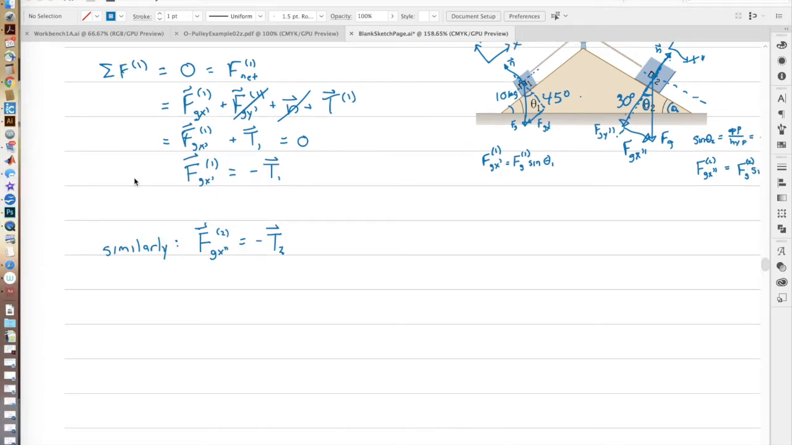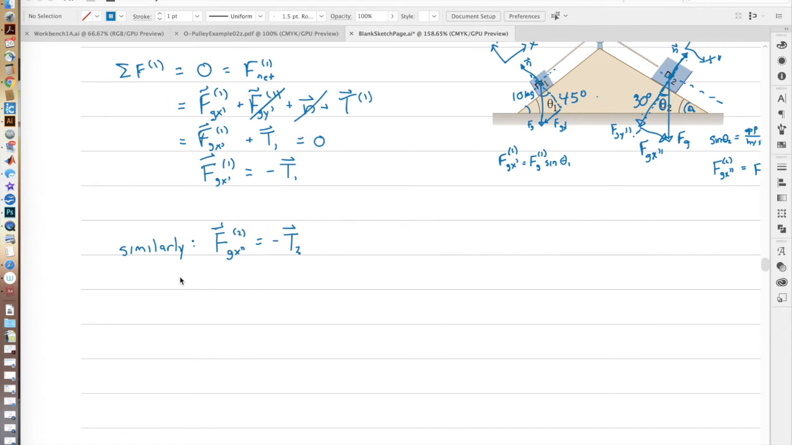All right. Sorry, I had to give my voice another break. It's really giving out. All right. So we had Fg x double prime 2 is equal to minus T2 using the same logic here. And we have vector signs over all these because we're doing vector addition.